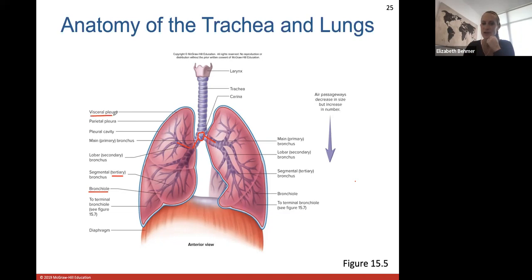The visceral pleura describes the covering of the lungs themselves. The parietal pleura describes kind of the membrane that the lungs sit in as it kind of lines the inner thoracic cavity. And then the pleural cavity is the space between those two pleura.